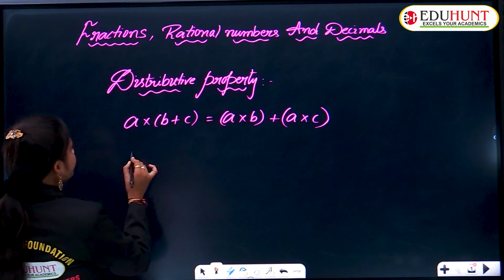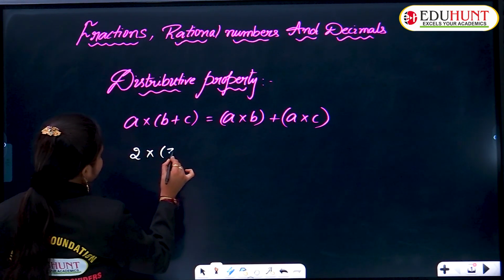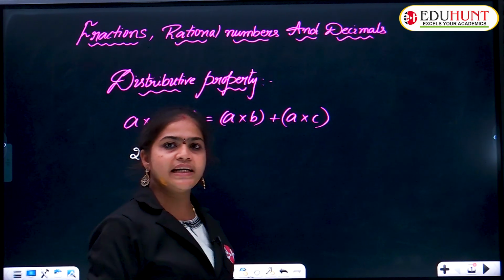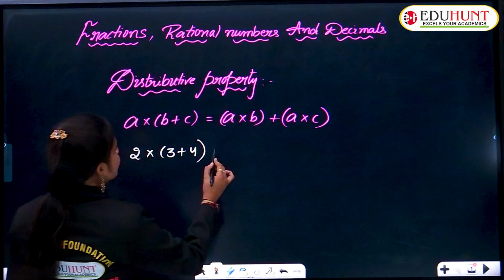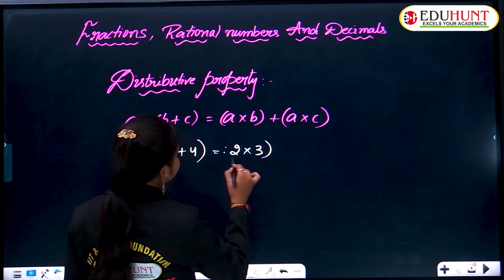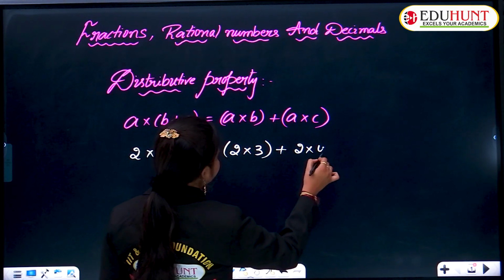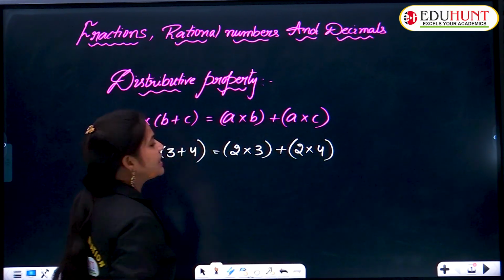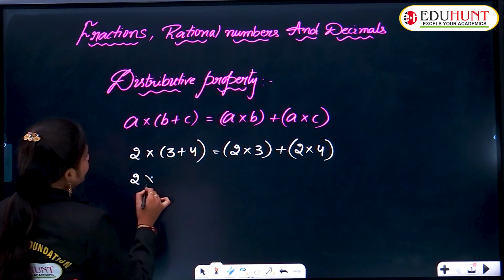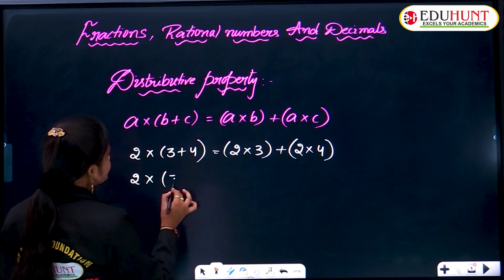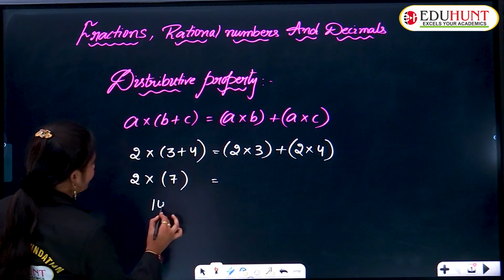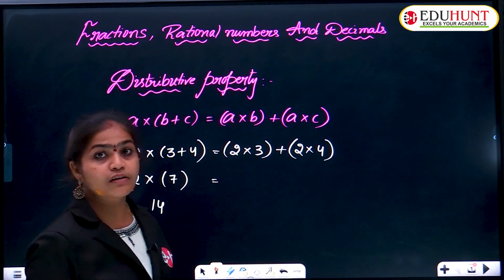Let us see one example. Here 2 into (3 plus 4). A equals 2, B equals 3, C equals 4, which equals 2 into 3 plus 2 into 4. Just check whether we get the same result on both sides or not. Let us see the LHS: 2 into (3 plus 4), where 3 plus 4 equals 7. Then 2 into 7 equals 14. LHS value we got is 14.